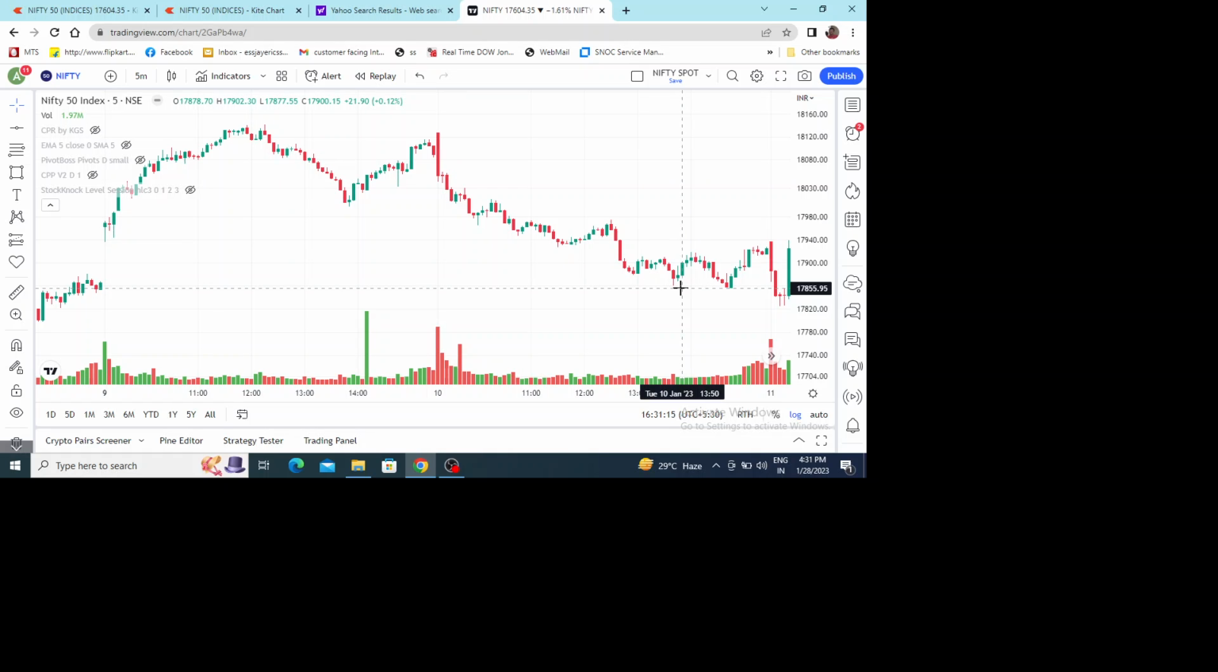See here what has happened, the price has gone down. Okay, but we have not got any rejection candle. No rejection candle was formed over here, and we have seen that the price has jumped back to day's high, right?